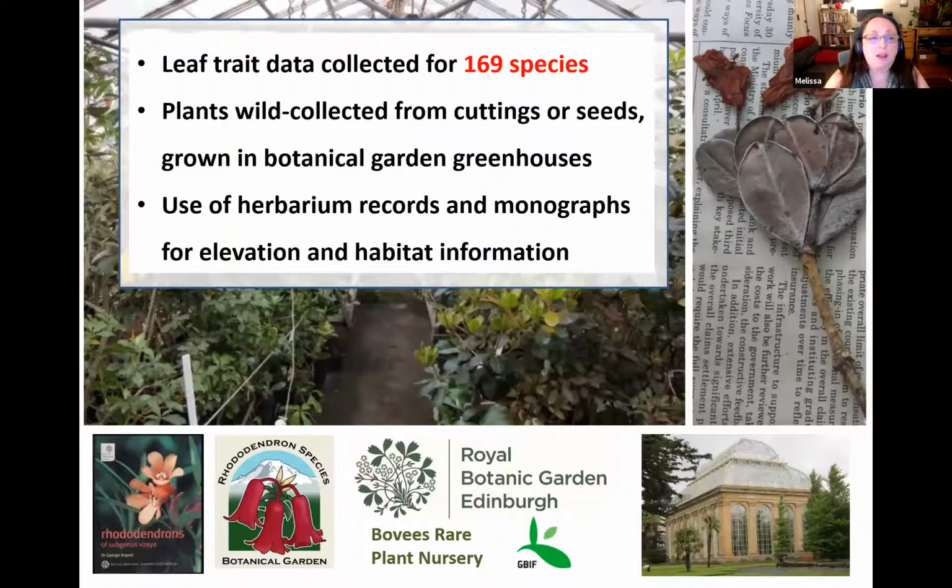To do this, I collected leaf trait data from botanical gardens, primarily from a combination of the Rhododendron Species Foundation, Bovey's Rare Plant Nursery, and the Royal Botanical Gardens in Edinburgh, for 169 species, with multiple individuals per species whenever possible. Most of the plants were grown from wild collected cuttings or seeds within greenhouses. One thing to note is that the potting medium generally consisted of bark or clay pellets, not necessarily soil. I also used herbarium records and botanical monographs for information on elevation and habitat associations.